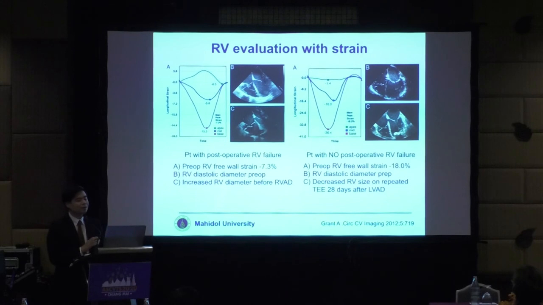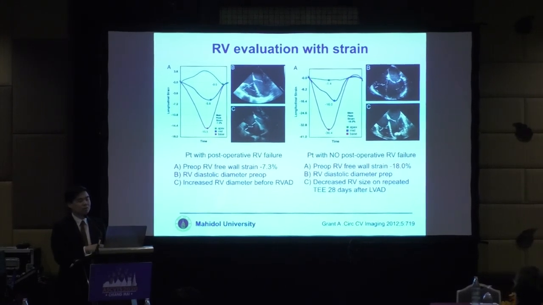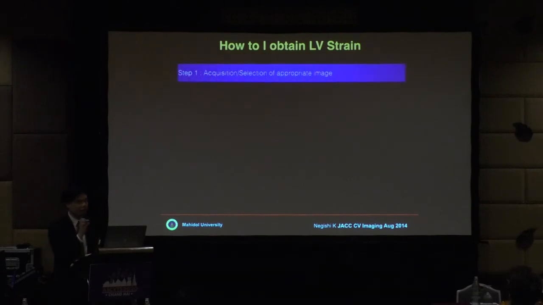However, there are limitations of RV strain because it's not well validated, and some centers use just three segments of the lateral wall, or some centers use the average of the six segments model. So the next part, which is the second part of the talk, is how do I obtain the RV strain?